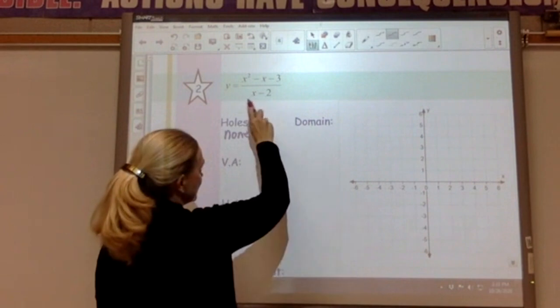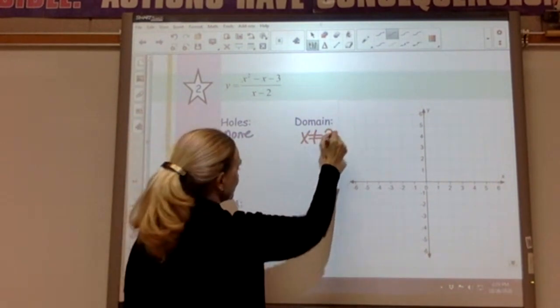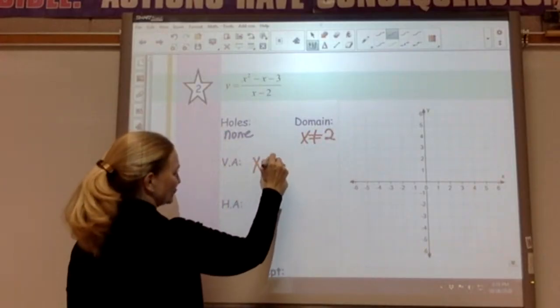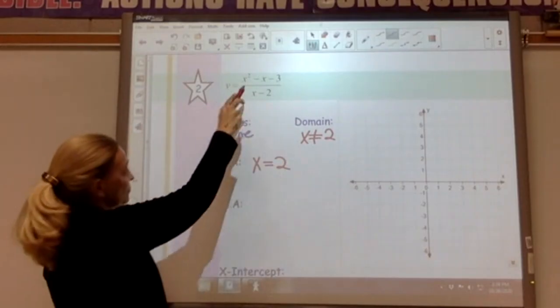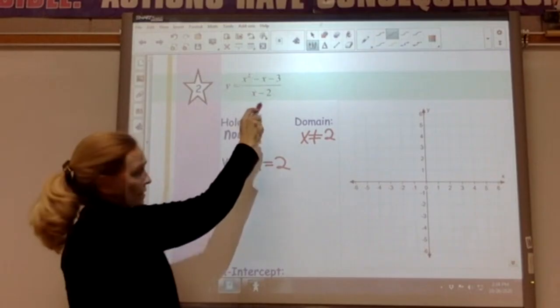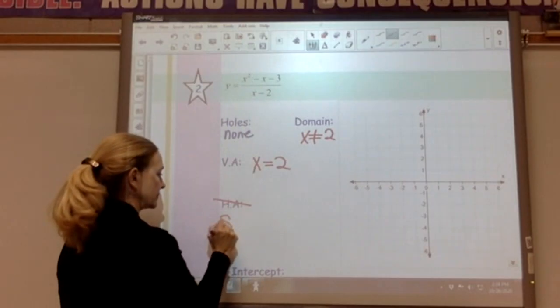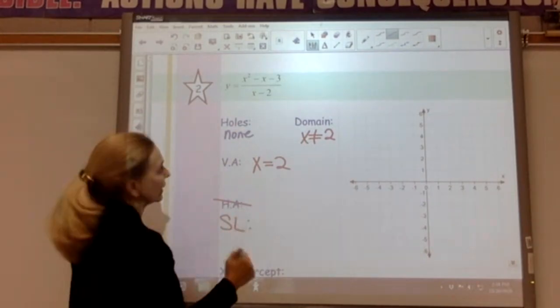All right, the domain, set the denominator equal to 0, so x cannot equal +2. So the vertical asymptote is x equals 2. All right, horizontal. Okay, this numerator is larger than the denominator, so it doesn't have a horizontal. This has a slant. Or you can write SA, whichever, but it's an oblique asymptote.